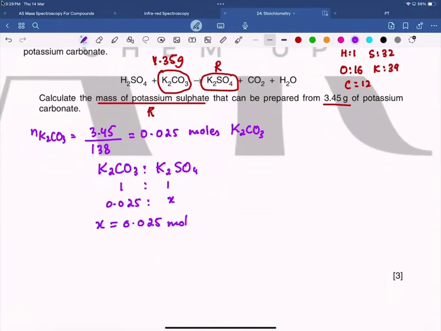Now, if I have to find the mass of potassium sulfate, I have to multiply its moles with the Mr of potassium sulfate. So sulfate is 96, 96 and 30 is 126, 126 and 30 is 166. Yeah, 174. So multiply this and you will get the mass.